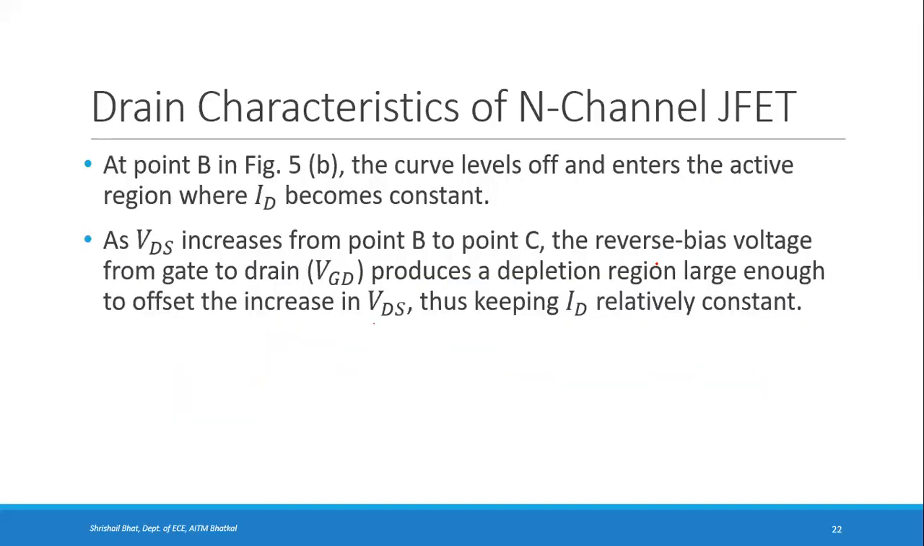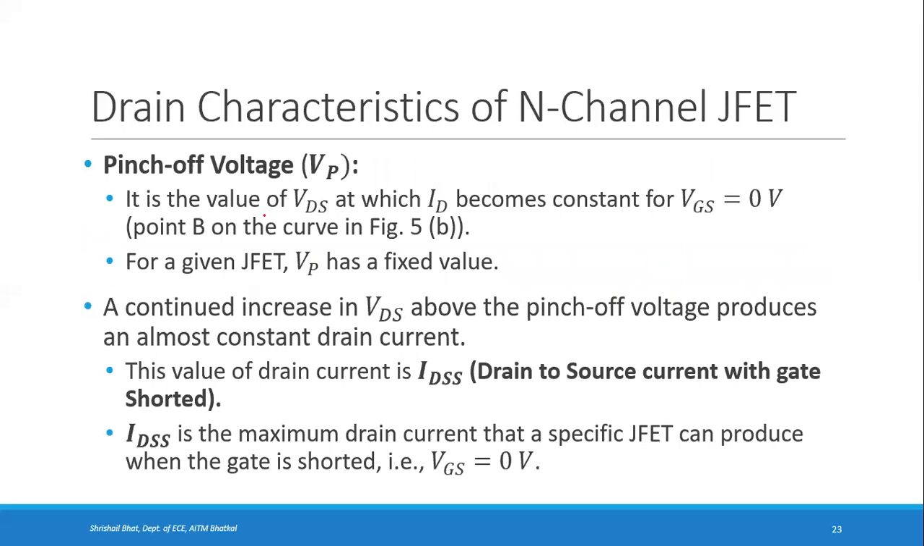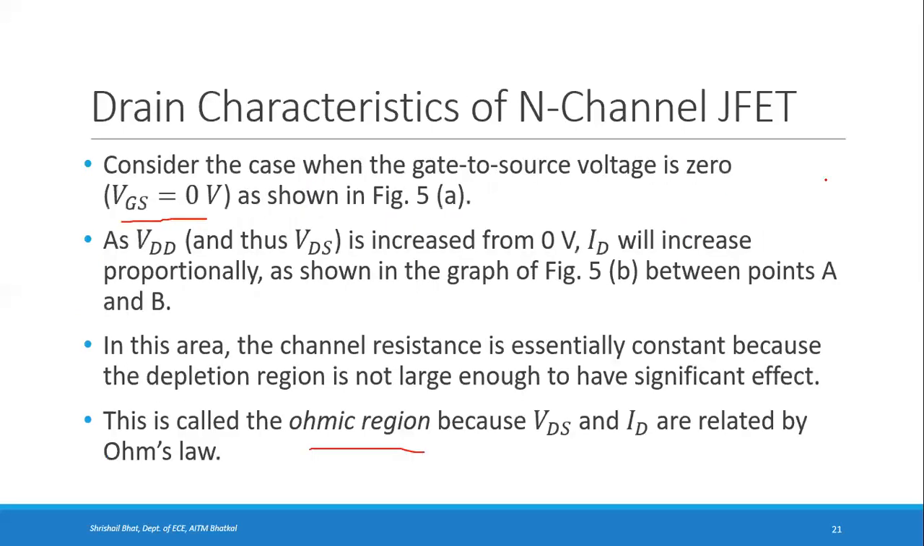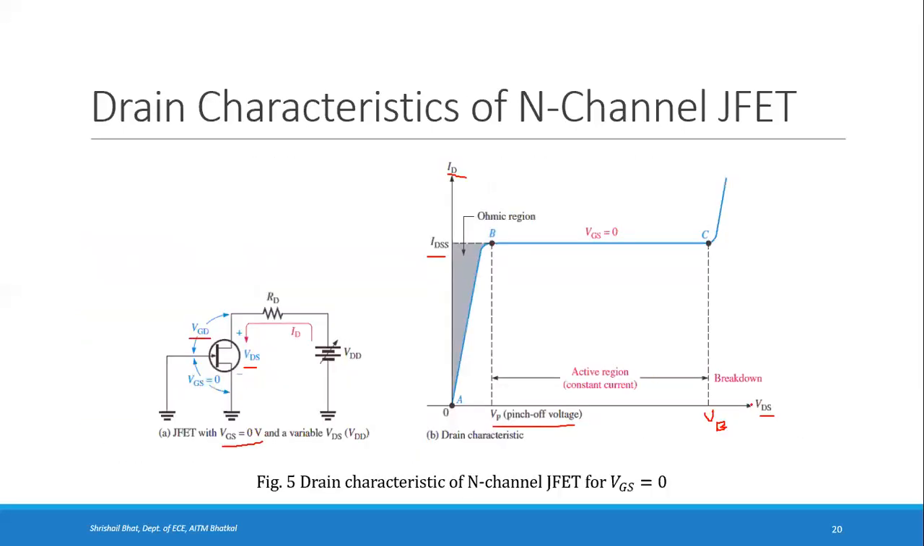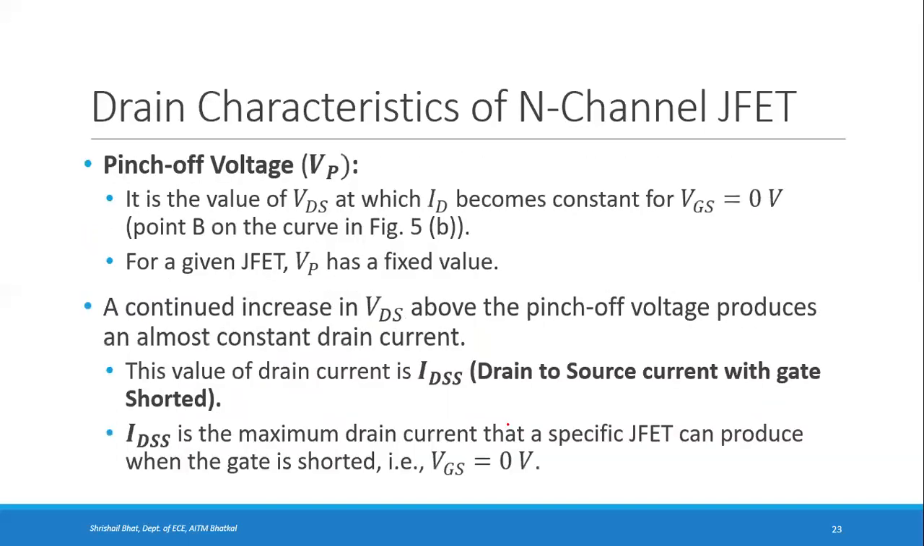So there is a pinch off voltage Vp. It is the value of VDS at which ID becomes constant for VGS equal to 0 volts. When you take VGS as 0 volts, the value of VDS at which ID becomes constant is called the pinch off voltage. For a given JFET, the pinch off voltage has a fixed value. When you buy a JFET, the data sheet provides the value of Vp because it is a fixed value.